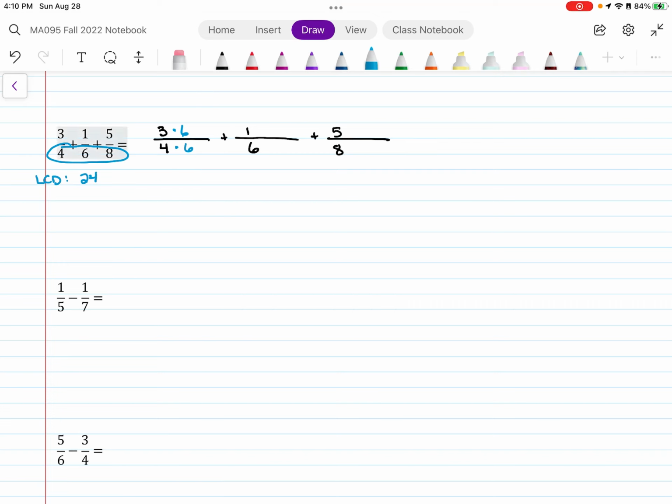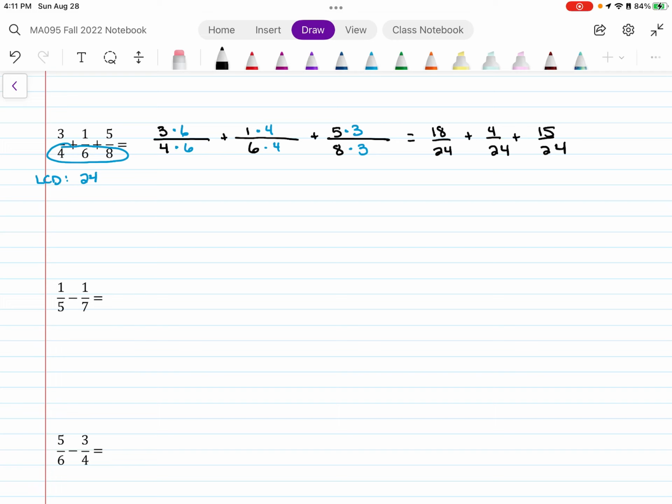So the next one, how do I get 24? Well, the other way, multiply times 4. 6 times 4 is 24. 8 times what is 24? 8 times 3. So top and bottom times 3. So now we're going to rewrite this. And we are going to get 18/24 plus 4/24 plus 15/24.